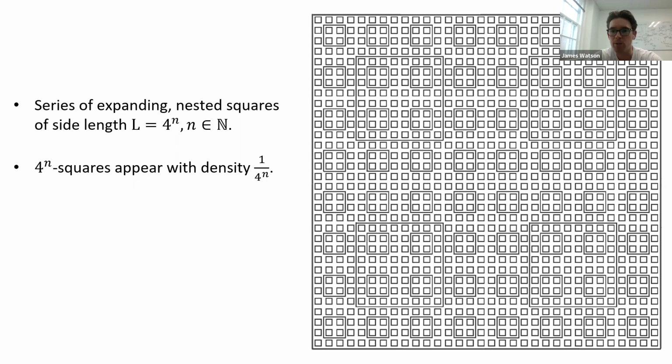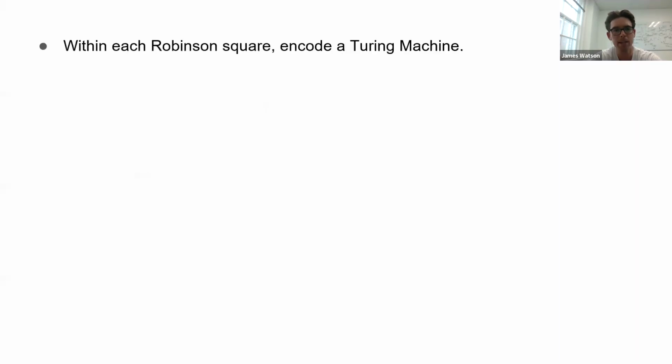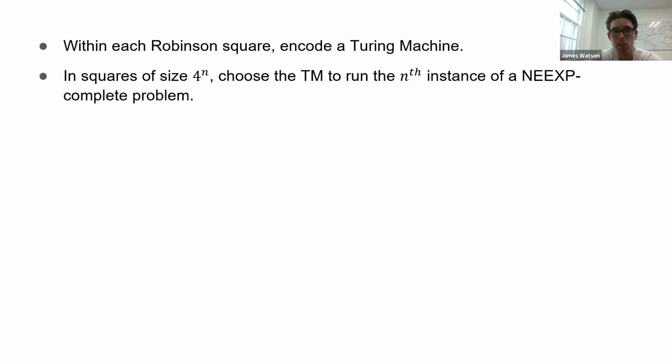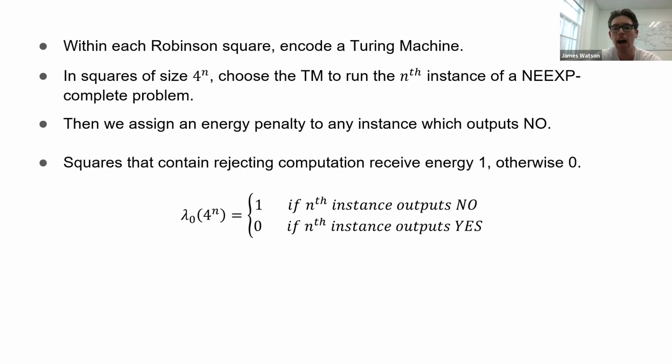Okay, so now we're going to combine our tiled Turing machine construction with these Robinson squares. In particular, within each Robinson square, we're going to encode a Turing machine. In squares of size 4 to the power of n, we're going to choose the Turing machine to run the nth instance of an NEXP-complete problem. And then we can assign an additional term to our Hamiltonian, which gives an energy penalty to any instance which outputs no. So squares that contain rejecting computations receive energy 1, and otherwise they receive energy 0.